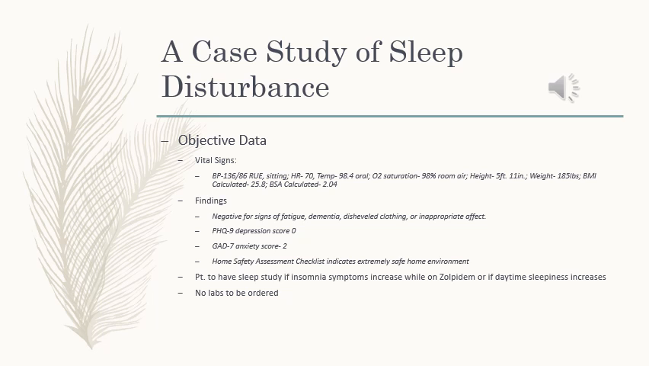Findings, he was negative for signs of fatigue, dementia, disheveled clothing, or any inappropriate affect. He was really pleasant, very appropriate. His PHQ-9 score was 0. He didn't report any signs of depression or symptoms or anything like that. His GAD-7 anxiety score was 2. He reported no increased anxiety.